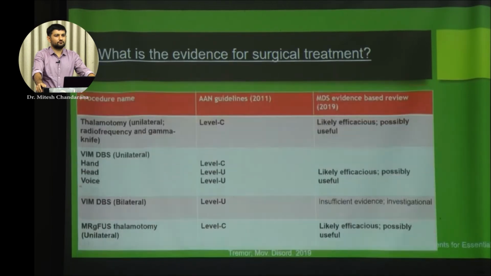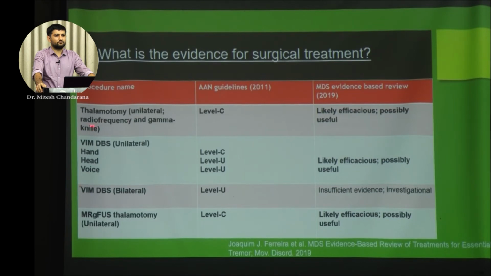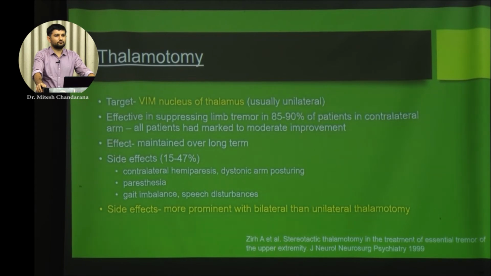So what is the evidence for surgical treatment? All are level C. Thalamotomy unilateral, VIM DBS unilateral level C, bilateral is level U because of high amount of side effects, and focused ultrasound guided thalamotomy is level C. Radiofrequency thalamotomy, common nucleus target is VIM nucleus of thalamus. These thalamotomies are done unilateral only because of high chances of side effects with bilateral surgeries. It is effective in suppressing limb tremor in 85 to 90% of patients, and effect is maintained well over long term. Side effects like contralateral hemiparesis, paresthesia, gait imbalance, speech disturbances are common, and those are more prominent with bilateral.